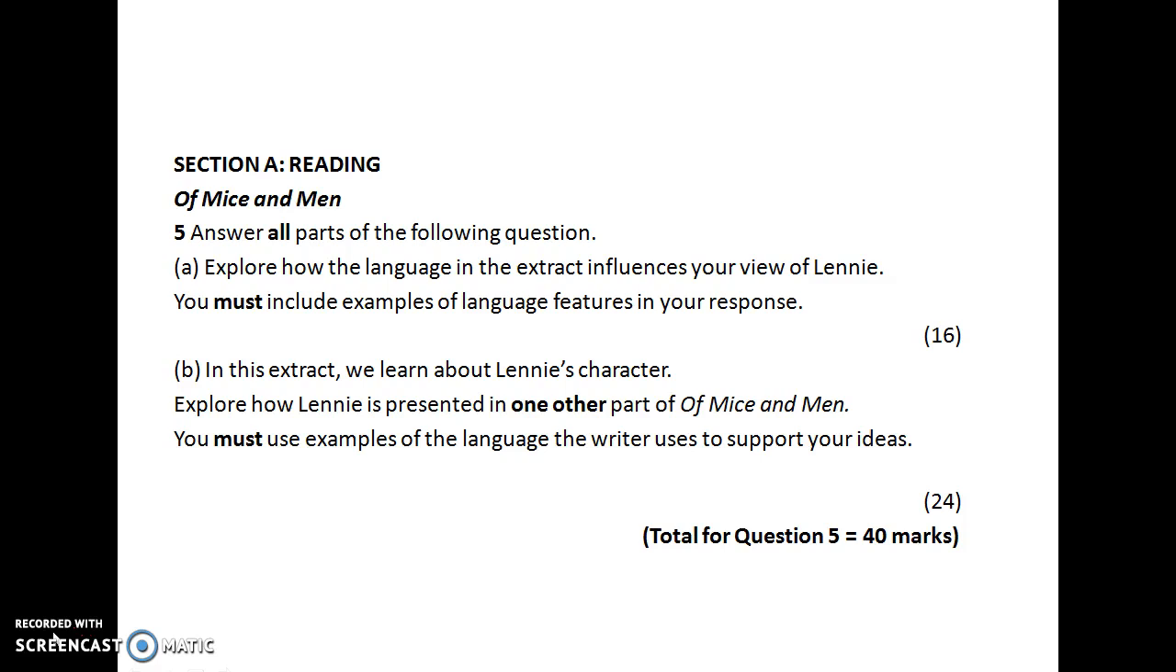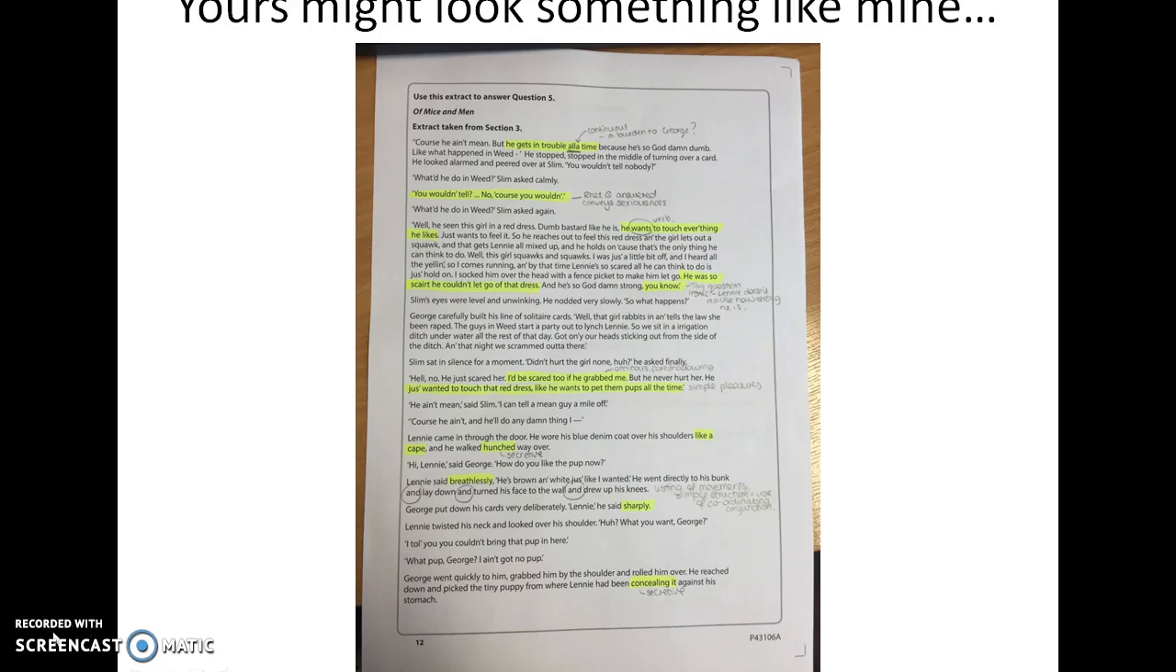So the question which we're looking at is question 5, answer all parts of the following question. Part A, explore how the language in the extract influences your view of Lenny. You must include examples of language features in your response, and that's 16 marks. And part B, in this extract we learn about Lenny's character. Explore how Lenny is presented in one of the parts of Of Mice and Men. You must use examples of the language the writer uses to support your ideas. That's worth 24 marks.